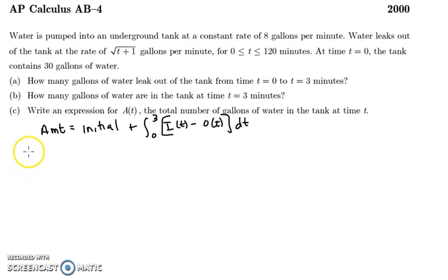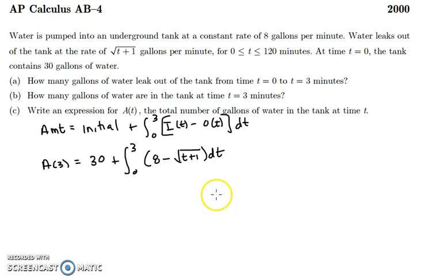So the amount that we have, we're going to call that A of 3, the amount that we have at t equals 3, is going to be A of 0, our initial value, 30, plus the integral from 0 to 3 of I of t, well, we said I of t is equal to 8, minus O of t, well, we said O of t was the square root of t plus 1 with respect to t. Now, we know from earlier that this is going to need a u substitution, but that u is going to mess up with this 8.